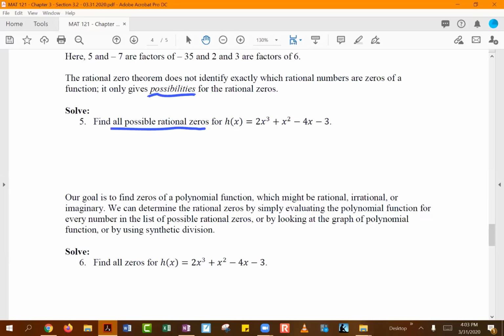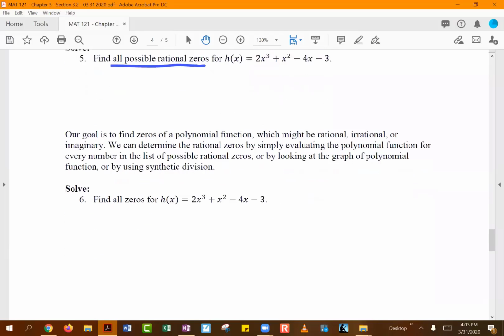The easiest way would be to take each number in the list of your possible rational zeros and use synthetic division to see which one of those gives you a 0 remainder. Or you could use substitution, so plug those numbers into your polynomial and see which one gives you a 0 answer. Or you could look at the graph of the polynomial function and see at which numbers your graph is crossing the x-axis, and those could be your zeros also.